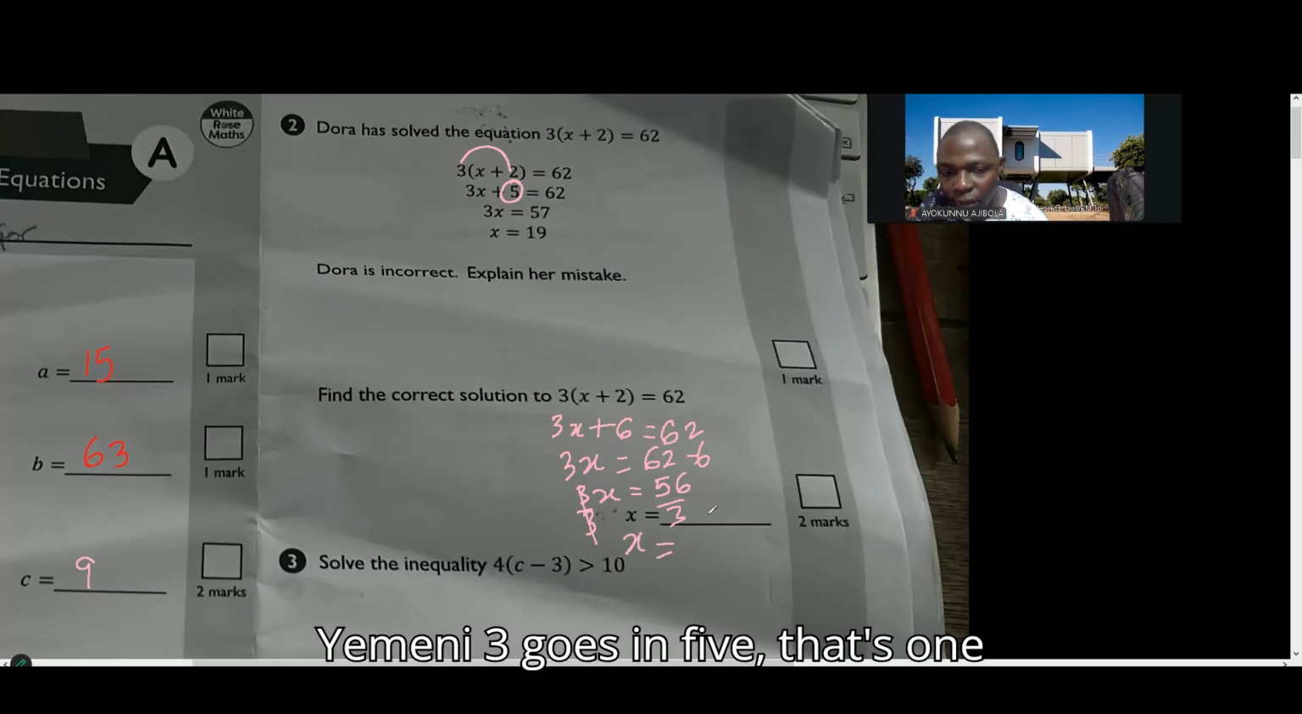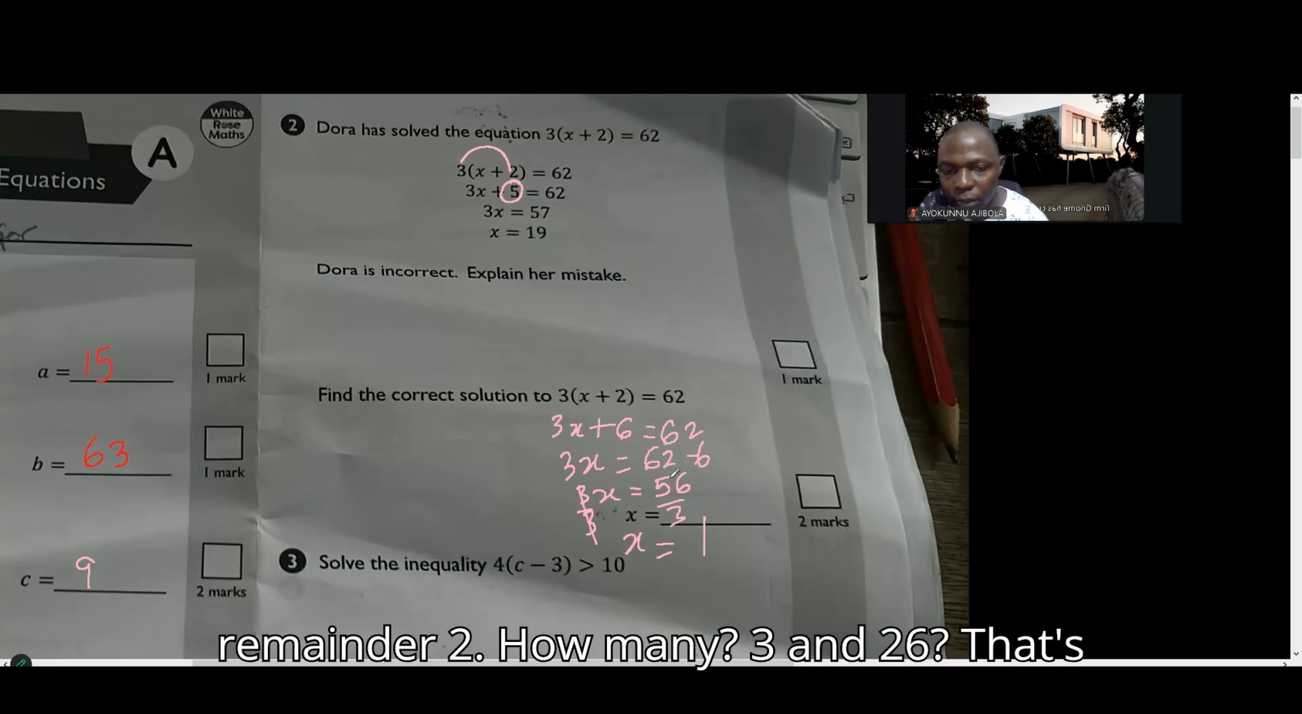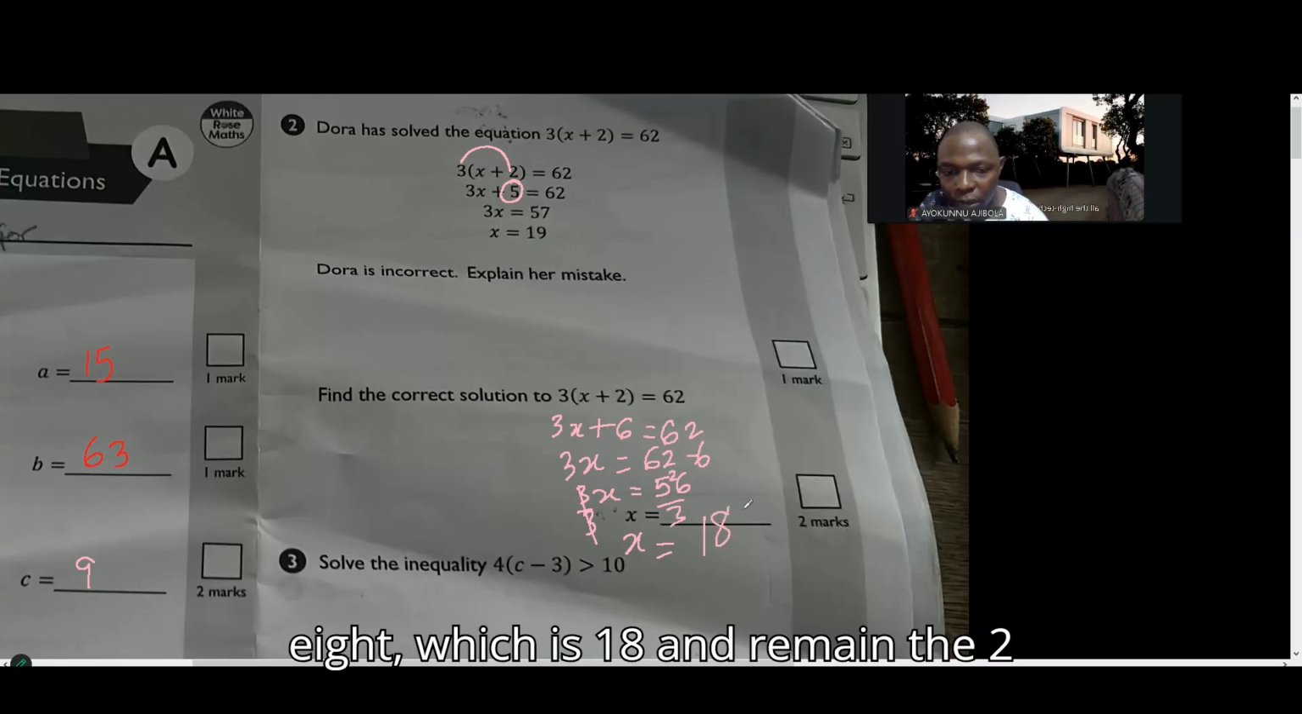How many 3s go in 5? That's 1, remainder 2. How many 3s in 26? That's 8, which is 24. And remainder 2 over 3.